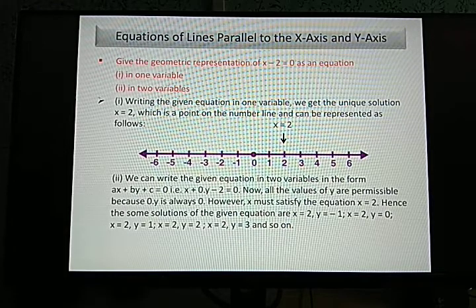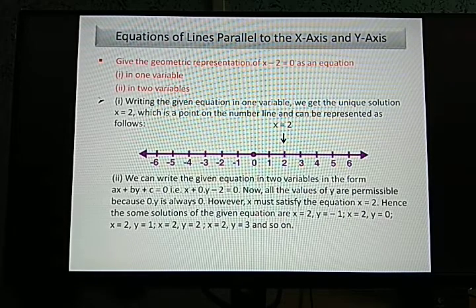So here whatever value of y we put, it will be ultimately equal to 0, because 0 into y is 0, and the value of x will remain constant, because already we have found that x minus 2 equals 0 and x is equal to 2. So the x value will remain constant. Other than that, any value of y we can put. So here we have put these values: x equals 2, y equals minus 1; x equals 2, y equals 0; x equals 2, y equals 1; x equals 2, y equals 2; x equals 2, y equals 3, and so on. As we know, there are infinitely many solutions, so we can go on writing.